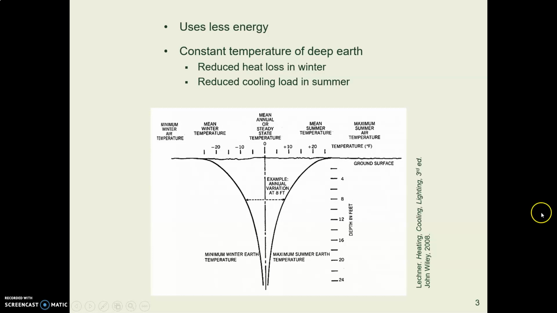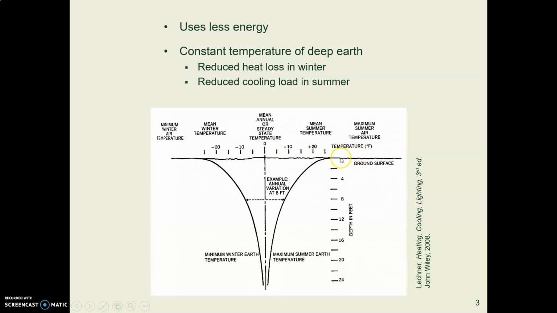One of the advantages of earth-sheltered design is that it uses less energy because the temperature below the surface of the earth is more constant the deeper you get. What you're looking at here is a temperature graph from Norbert Lechner at Auburn University, and this squiggly line at the top is the surface of the earth. And we see here on the left the average winter temperature. It's very cold. And then we see here on the right the average summer temperature.